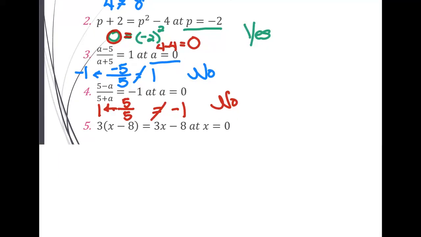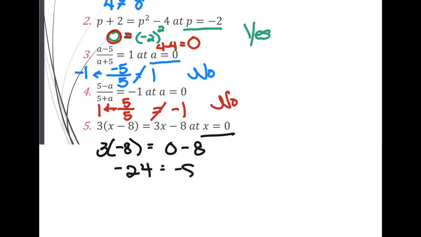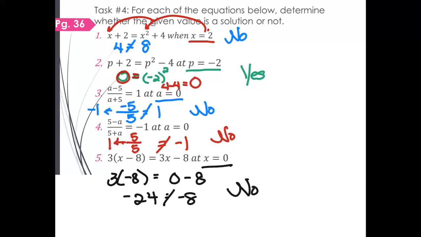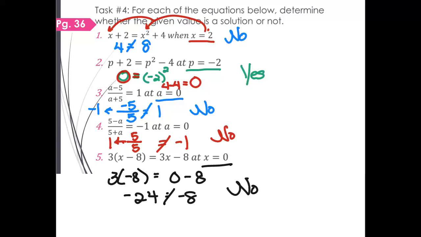And what about the last one? If I substitute in 0 for x, I get 3 times negative 8. Is that the same as 0 minus 8? Negative 24, is that equal to negative 8? It is not, so that is a no. So I guess the nose has it today. The nose has it. Any questions on any of these? Okay.